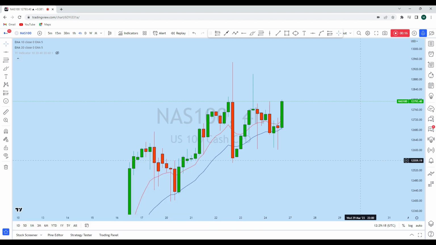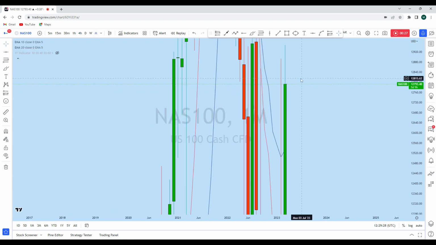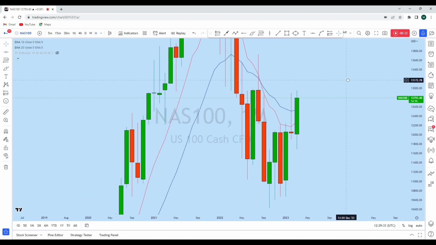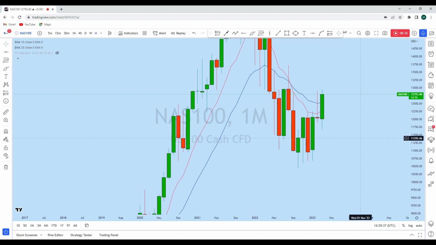Now, before we discuss how we can trade, let's look at the bigger picture to see the general direction in the market, and then we'll jump onto this lower time frame to see how we can trade NASDAQ. Looking first at the monthly perspective, we see that this market is significantly bullish from the higher time frame.